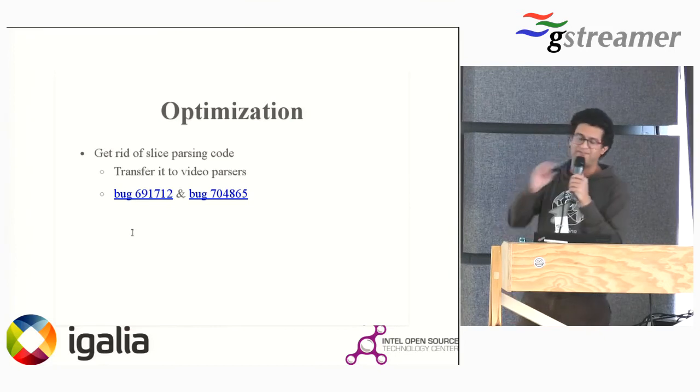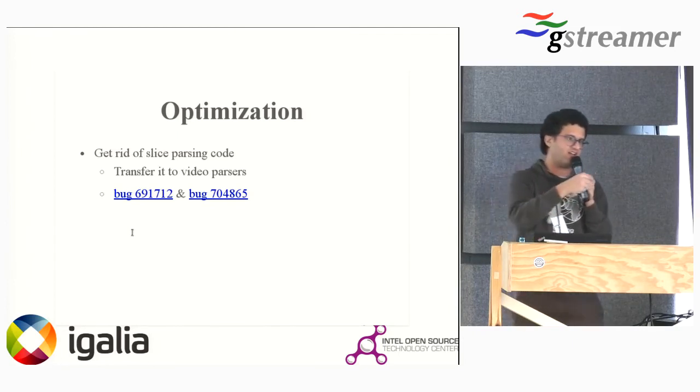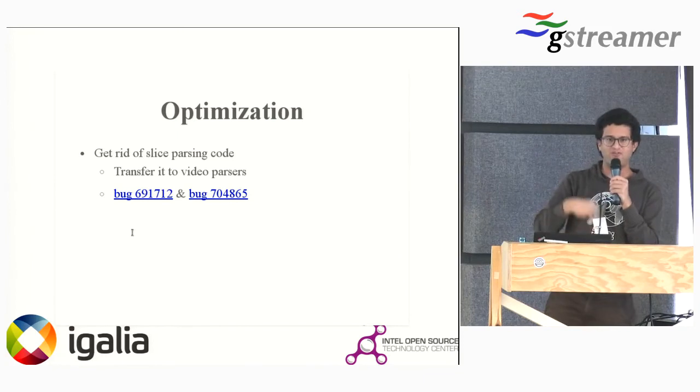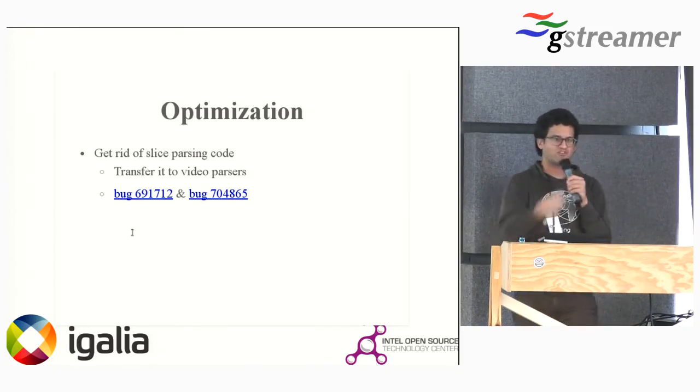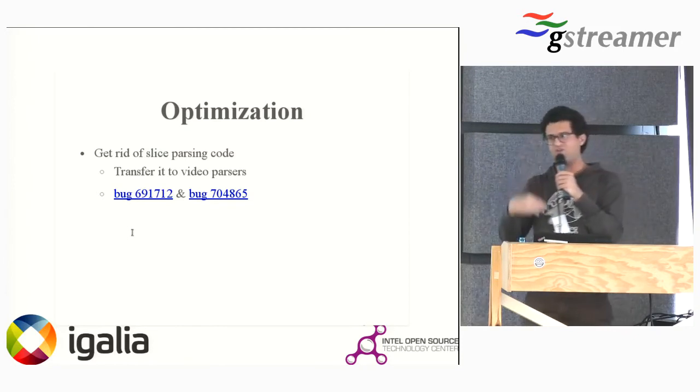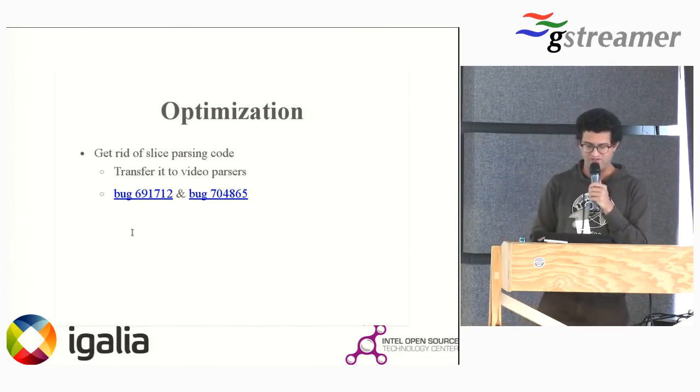There's the idea that the parser also can share the slice information, so we cannot parse it again. But that's a bit tricky because we have to only activate it when the decoder needs slice information. So we have to send a message to upstream to say, I want slice information. So the parser will enable and share that information too.